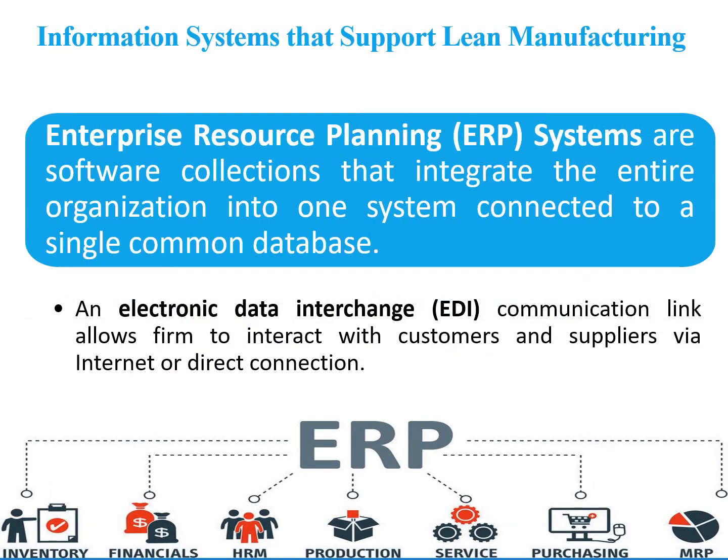Another information system supporting lean manufacturing is the enterprise resource planning, ERP. The ERP system is a software collection that integrates the entire organization into one system connected to a single common database. Actually, ERP systems are especially used widely by big manufacturing companies because they reduce a lot of cost and a lot of wastage and so on.